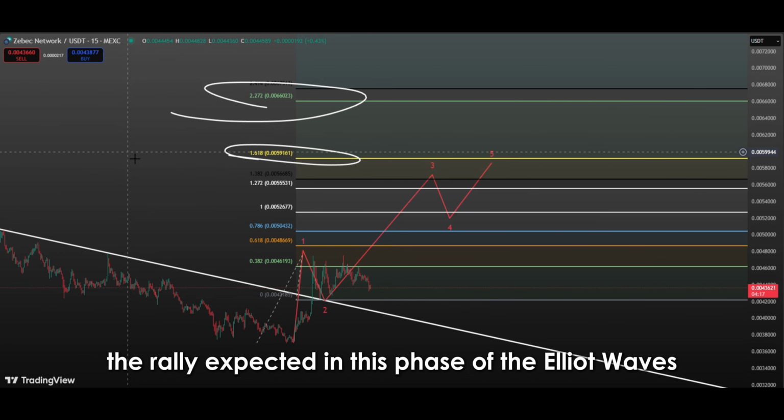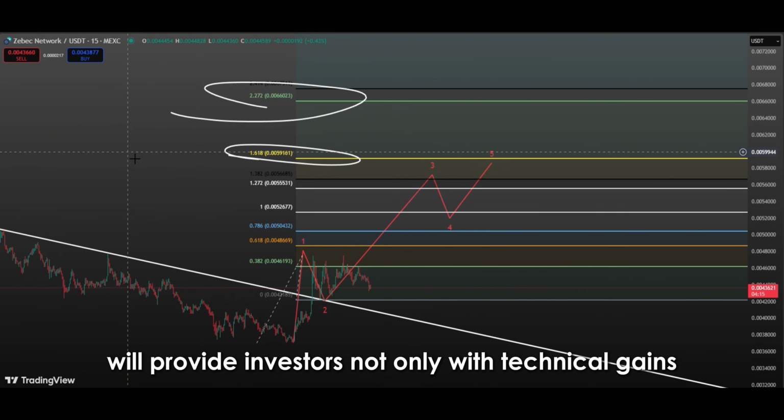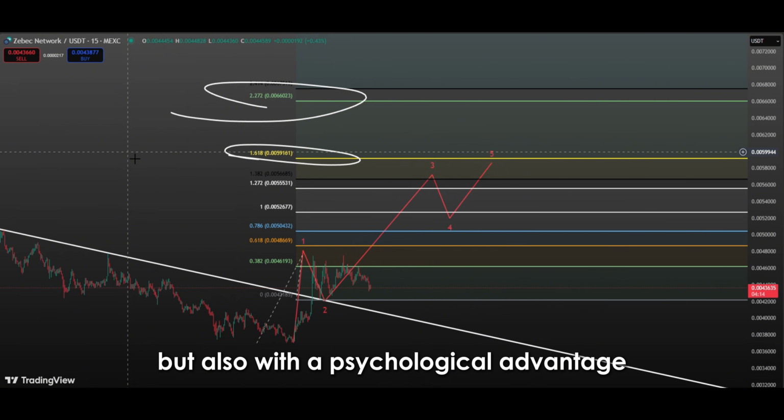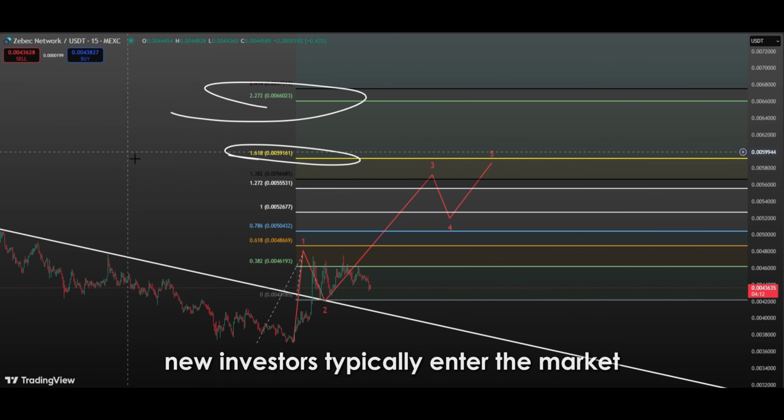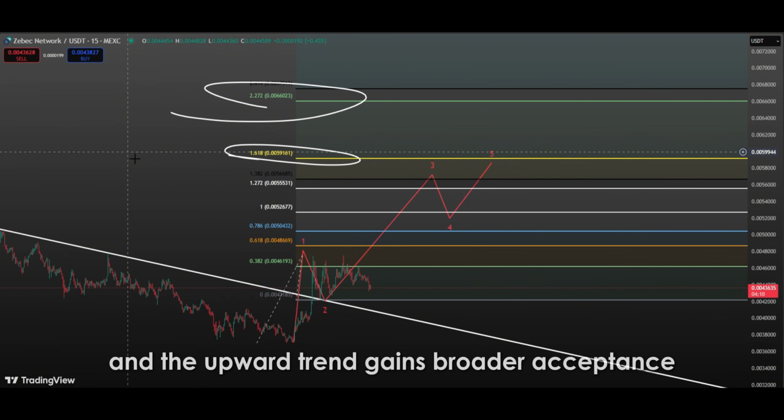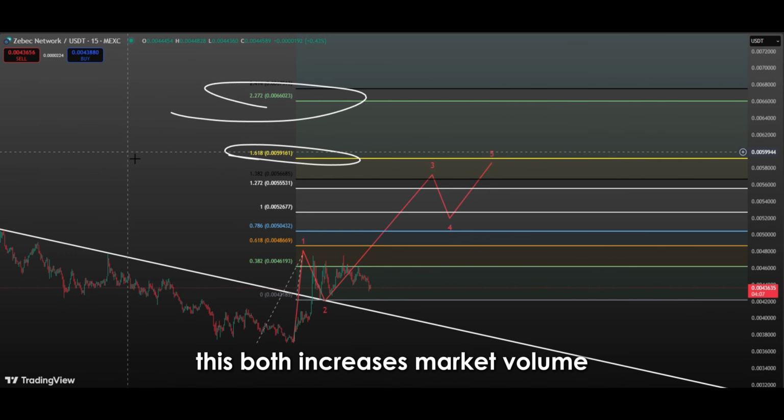The rally expected in this phase of the Elliott waves will provide investors not only with technical gains, but also with a psychological advantage. Because throughout the third wave, new investors typically enter the market, buying orders intensify, and the upward trend gains broader acceptance. This both increases market volume and enables the price to move faster.